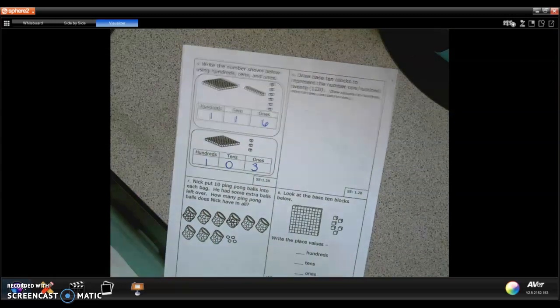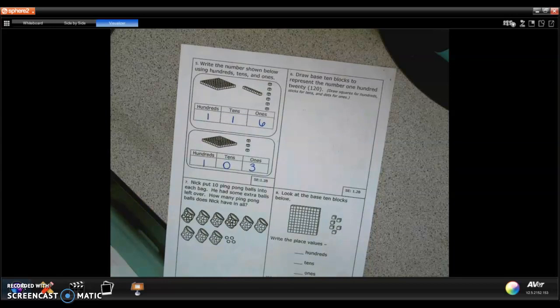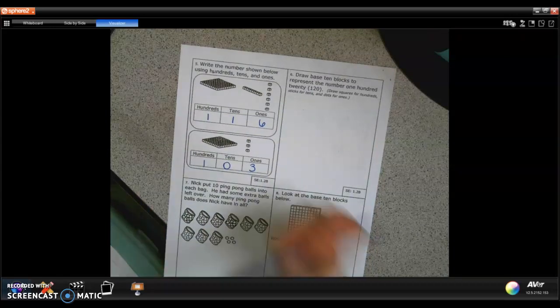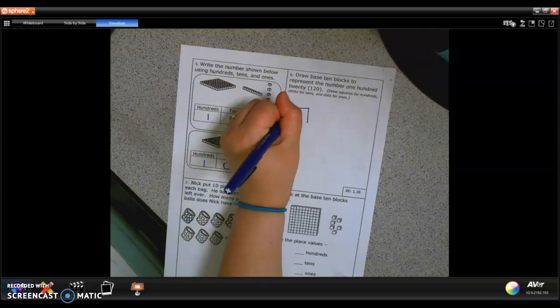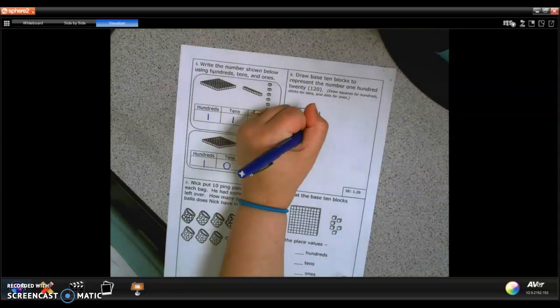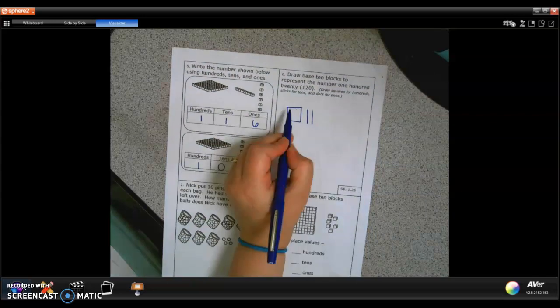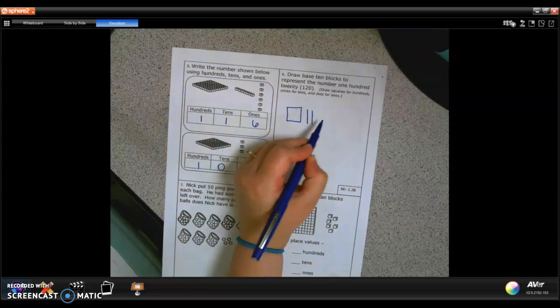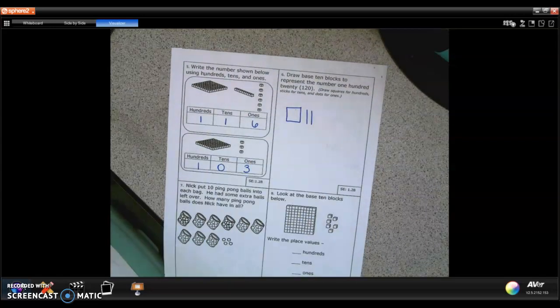Draw base 10 blocks to represent the number 120. Draw squares for 100, sticks for tens, and dots for ones. So I want to represent 120, so I'm going to draw 1 group of 100 and 2 tens. You could also draw 1 group of 100, 1 ten, and 10 more ones. That would have been okay as well.